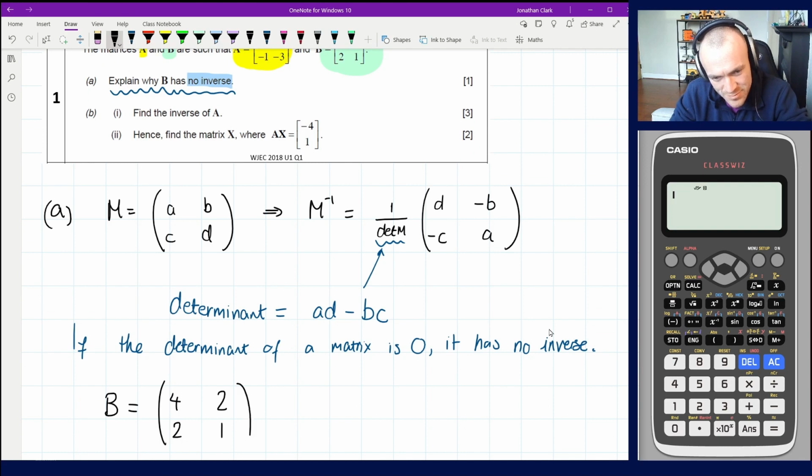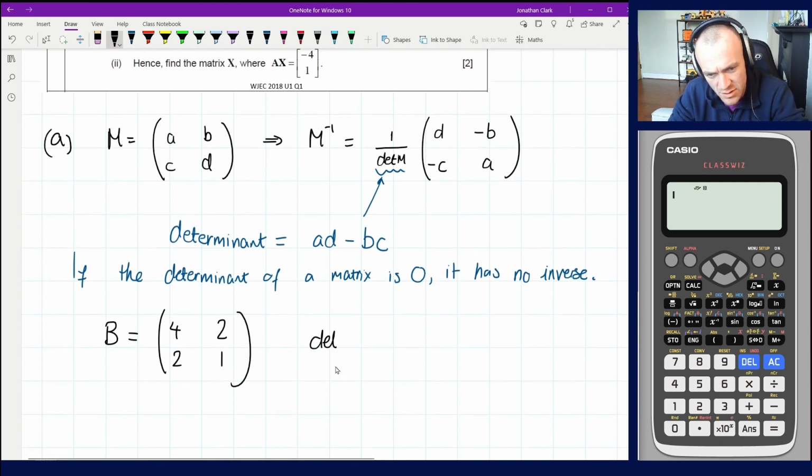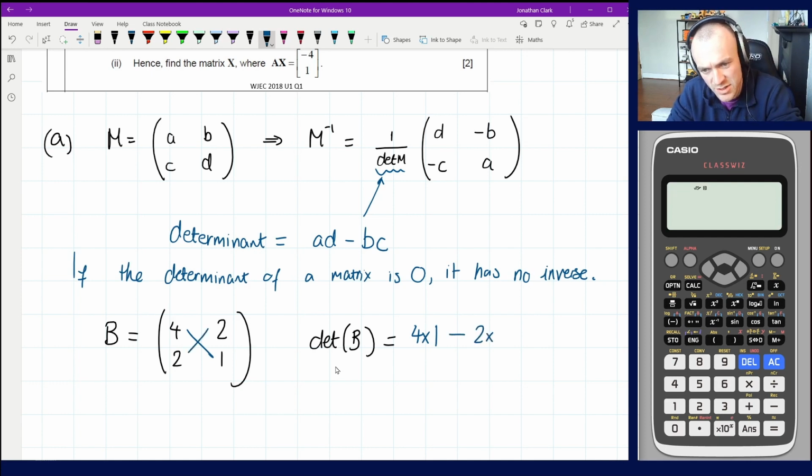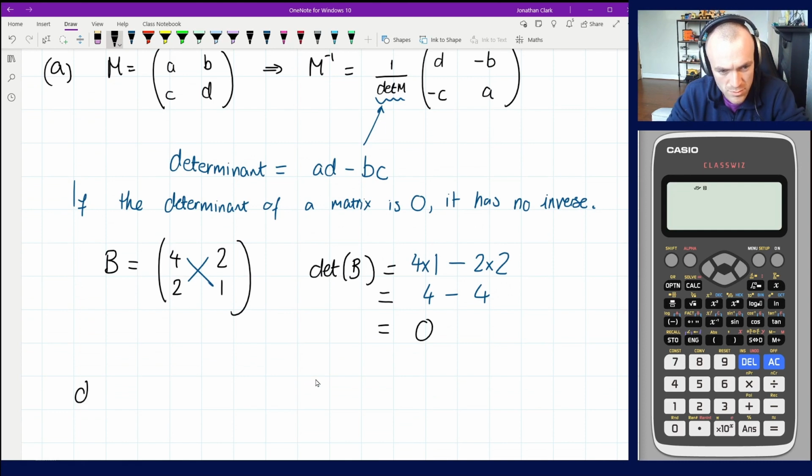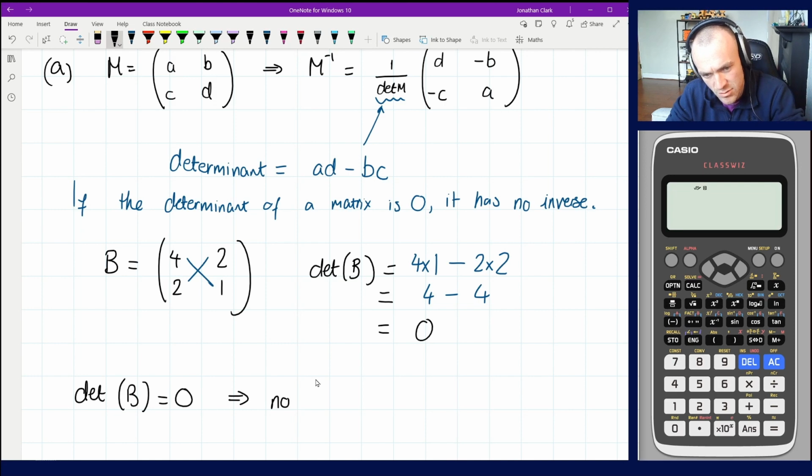Write down the matrix B again. The determinant of B is going to be these elements, 4 times 1, take away these two elements. And indeed, it does work out as 0. Because the determinant of B is 0, there is no inverse. Cool.